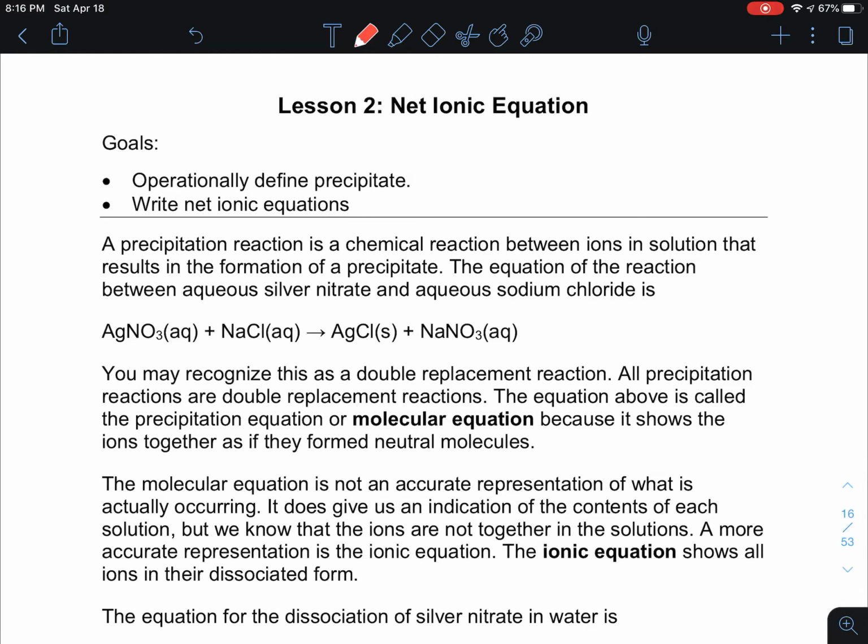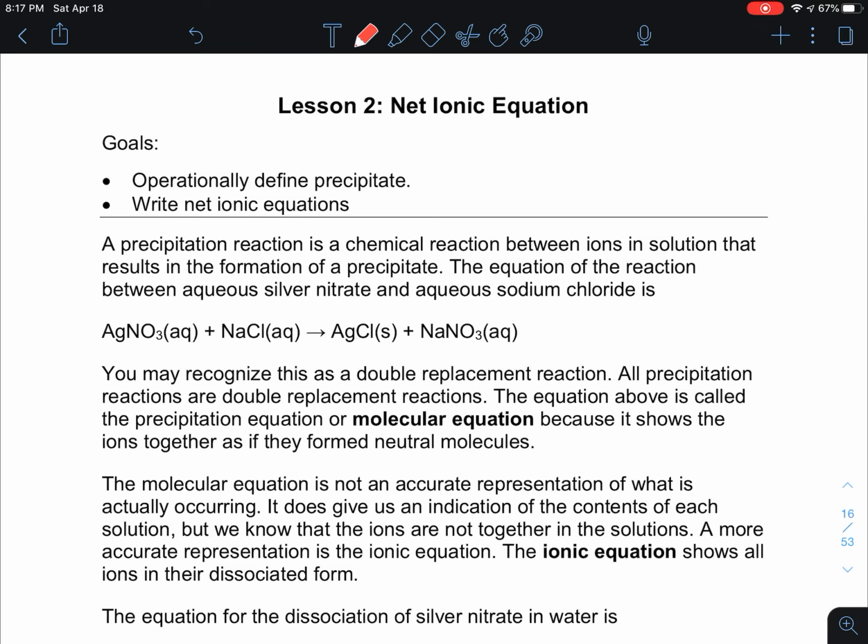Okay, welcome back. This is lesson 2 on net ionic equations. This is a subject we kind of jumped ahead on in the previous lesson, so this should be a pretty short lesson, I'm hoping.